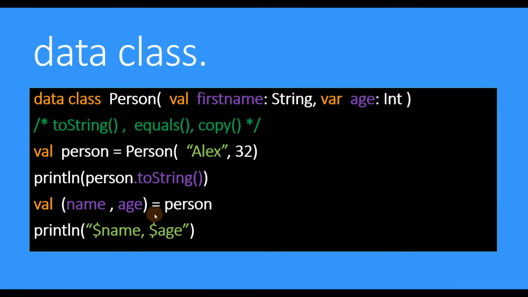Also, another way to print the content of that object is using this way, with the values inside of brackets, and in this case it automatically assigns the corresponding fields of this class to the corresponding variables. In this case name and age. So to the name it will assign this Alex, and to the age the number 32, because person has those fields. And we can directly print this in this way.